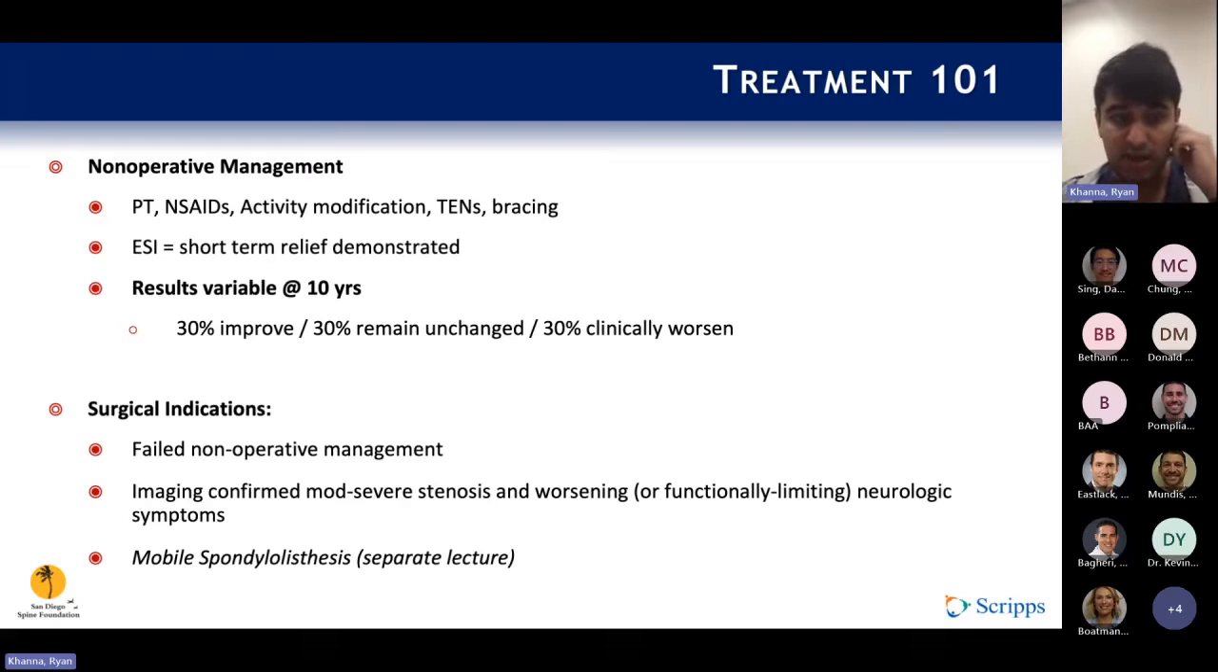From long-term cohort studies, 30% of patients at 10 years improve with non-operative management, 30% stay the same, and 30% clinically worsen. Indications to do surgery are if they have exhausted 8 to 12 weeks of non-operative management, if they are functionally limited, have a neurological deficit, or are getting a worsening deficit, in combination with moderate to severe lumbar spinal stenosis. And a different topic, which we'll talk about soon, is mobile spondylolisthesis. A lot of times the treatment for that is fusion to stabilize an unstable spondylolisthesis.